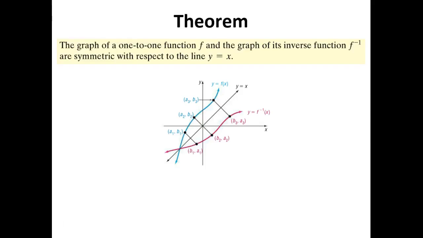Here's a theorem for you. The graph of a one-to-one function f and the graph of its inverse function f inverse are symmetric with respect to the line y equals x. So if we graph a one-to-one function and its inverse, they are going to be symmetric with the line y equals x.